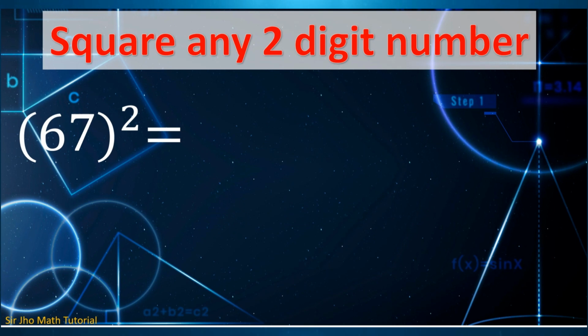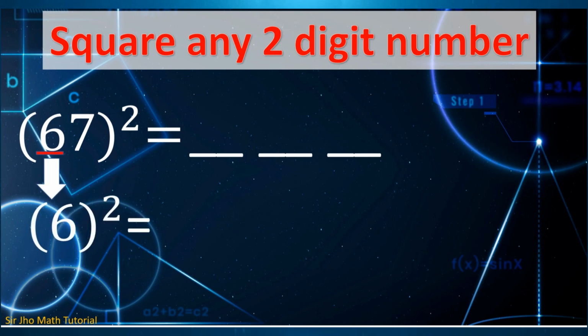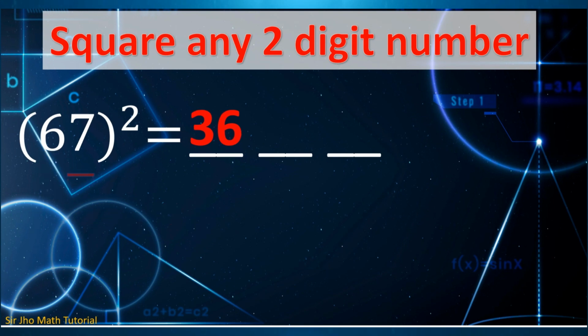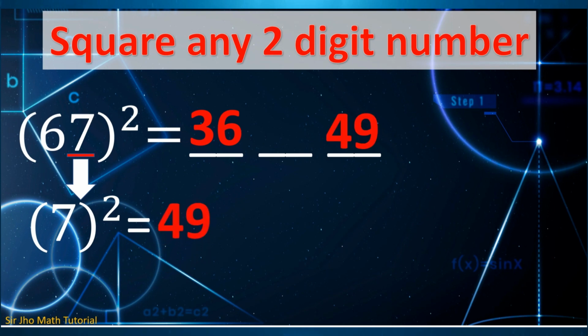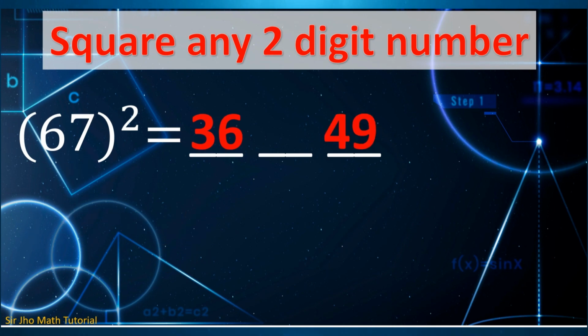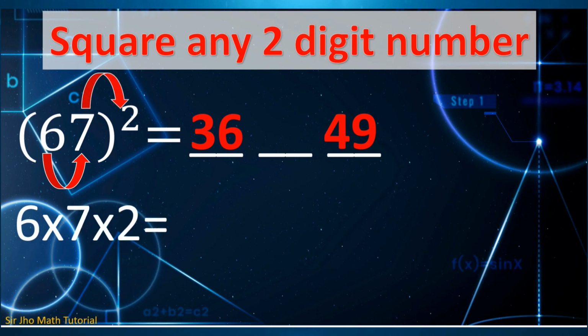Another example, 67 squared. So the same process, square the first digit. 6 squared is equal to 36. Next, 7 squared is equal to 49. Then, in the middle, 6 times 7 times 2 is equal to 84.